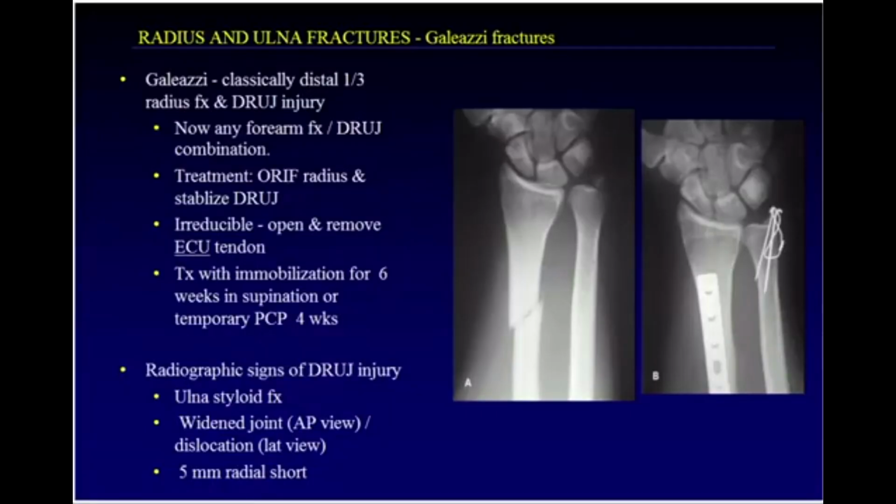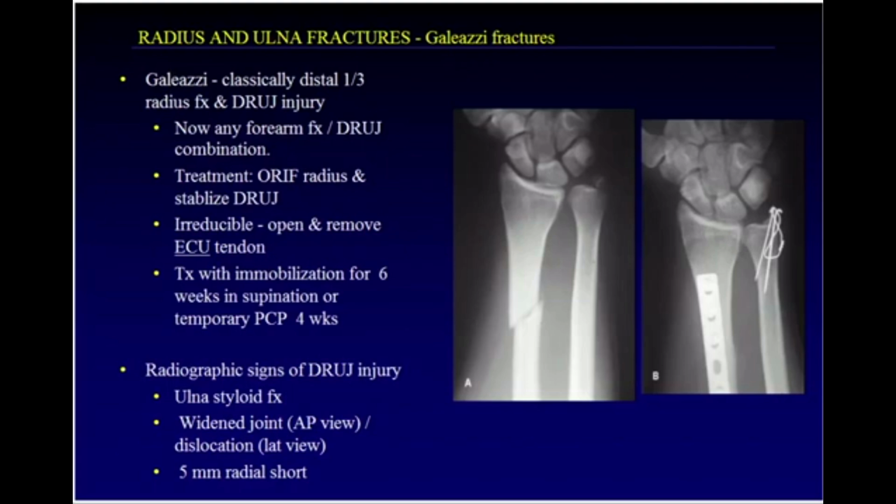Galeazzi fractures: a couple eponyms you probably need to remember. The classic Galeazzi fracture is a fracture of the distal 1/3 of the radial shaft with an associated dorsal dislocation of the ulna, or a distal radioulnar joint injury. We now will commonly refer to a fracture as a Galeazzi fracture if there's any forearm fracture with an associated DRUJ injury. The treatment is to perform anatomical plate fixation of the radial shaft and then stabilize the DRUJ.